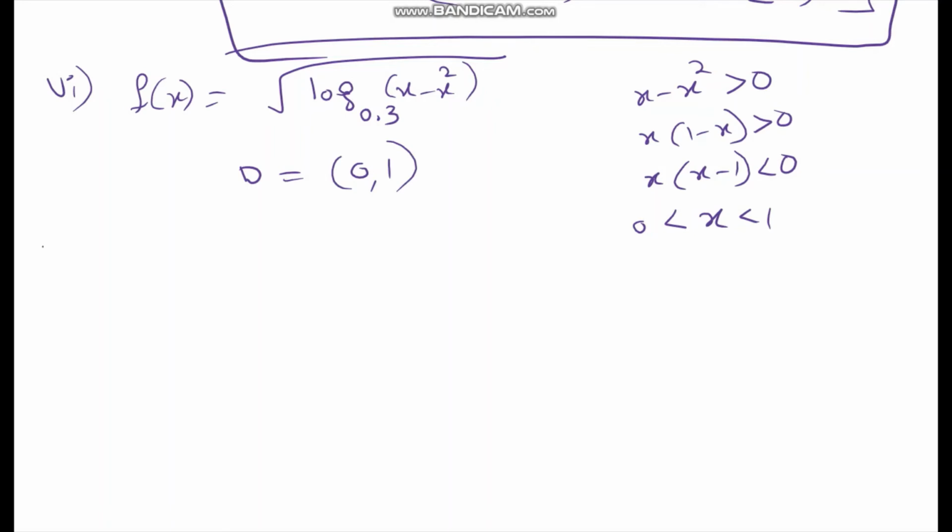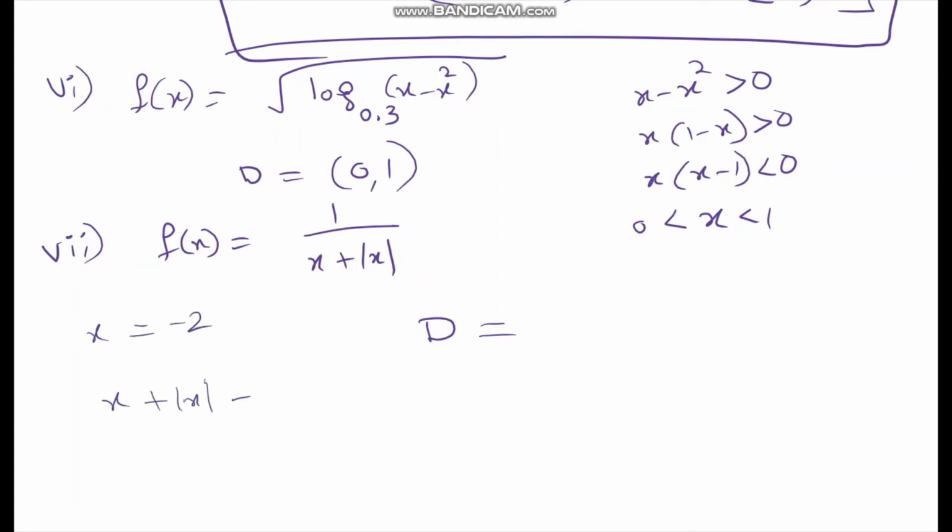The seventh question is f of x equals 1 by x plus mod x. So for this, the denominator should be always positive. If I put x equals minus 2, let's say, then x plus mod x will be equal to 2 minus 2, which is equal to 0. But this part should not be equal to 0. So for all the positive values, it is defined. So it is 0 to infinity. If it's exactly 0, then it will be 0, so it's not defined. From 0 to infinity, for all the positive values of x, it is defined.